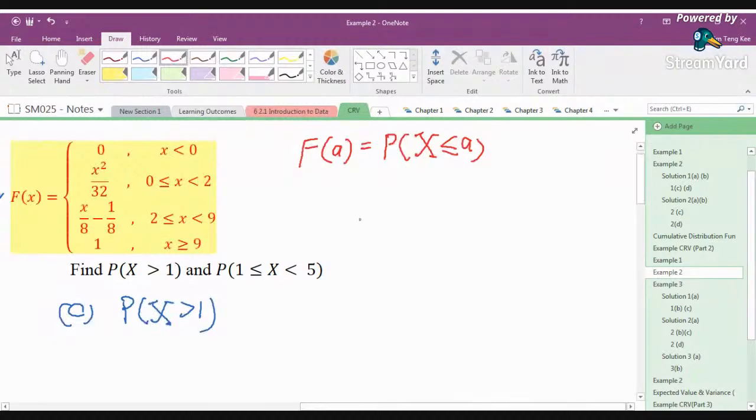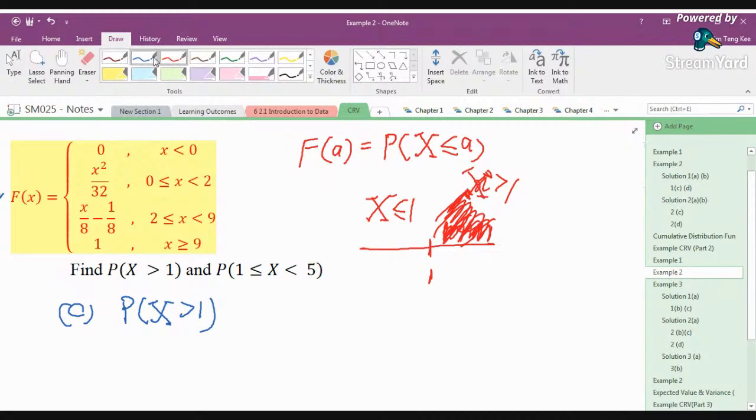Let's have a quick look. If greater than 1, that means 1 is here. Here is greater than 1. What I'm interested in is X greater than 1, but I need to make use of the information of X less than or equal to 1. From the diagram, you can see that the shaded region is the one that we want. The one not shaded is the one that we don't want. Both of them together is the overall. The part you want is actually overall 1 minus the part that you don't want.